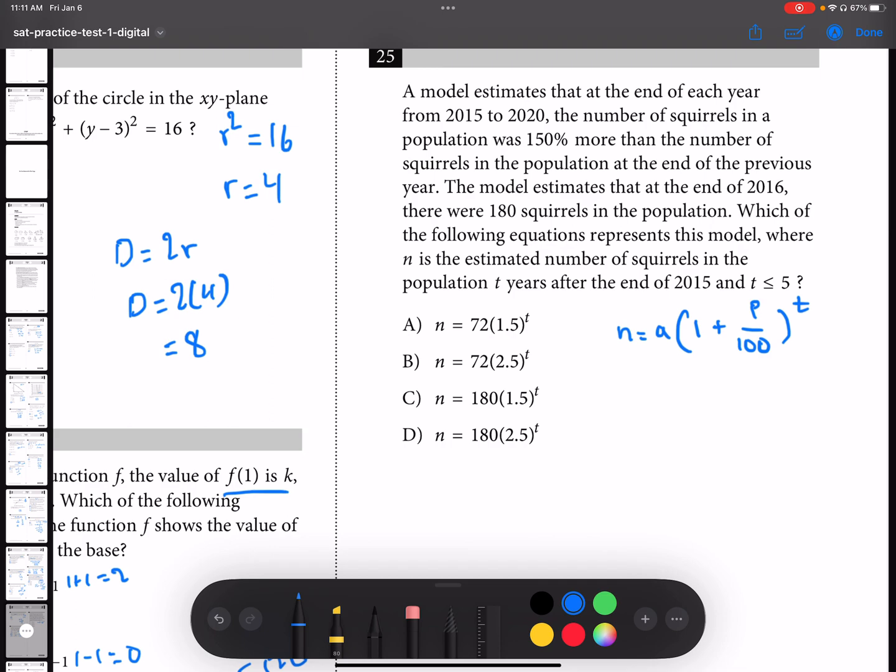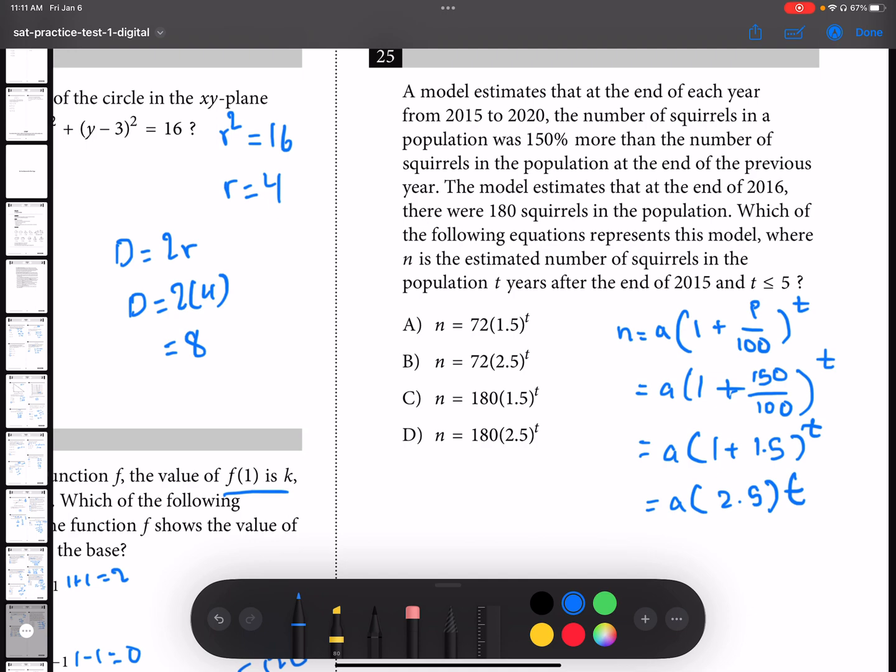And now that's the equation for the estimated number of squirrels in the population at the end of 2015, and the number is p%. So if p is equal to 150, then this equation is equal to a times (1 plus 150 over 100) to the power of t. That means a times (1 plus 1.5), because 150 divided by 100 is 1.5. That'll give us a times 2.5 to the power of t.